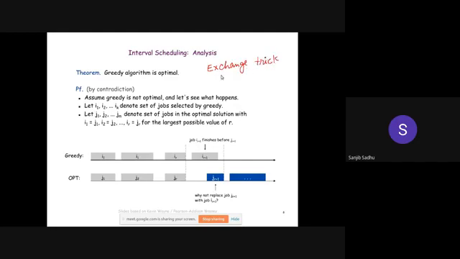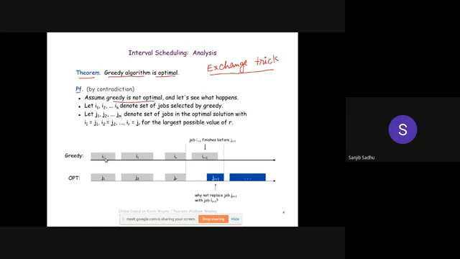It means I will exchange a job, a member of the optimal solution, with my solution. So for example, we will prove that the greedy algorithm is optimal. This is a theorem. So how can I prove it? Prove by contradiction. We assume that the greedy is not optimal, our greedy solution is not optimal. And let us see what happens here.